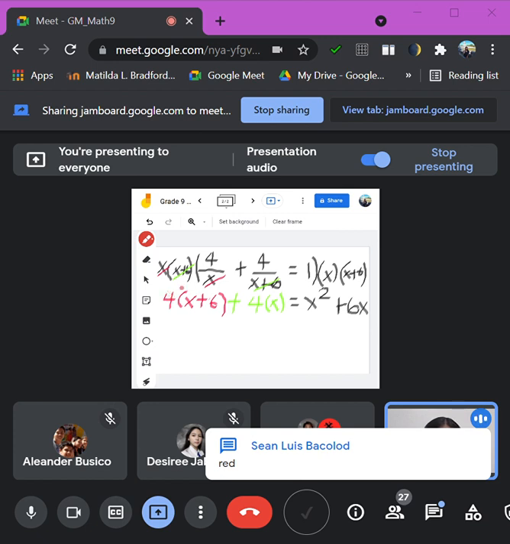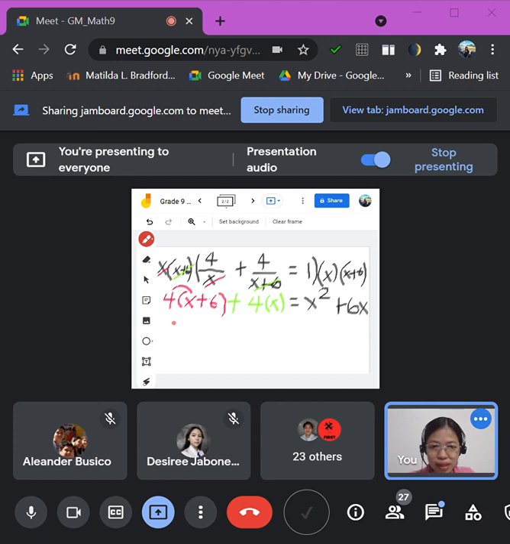Because we can still distribute this one. So 4 times x, that is 4x. And then 4 times 6, how much? That is 24. So we have simplified it, and then we just add plus 4 times x, that is 4x. And then equals x squared plus 6x.